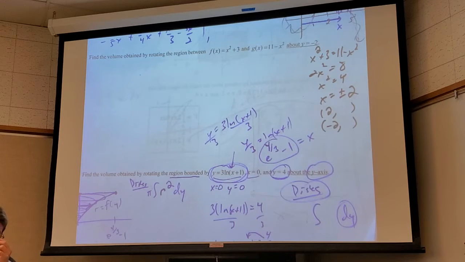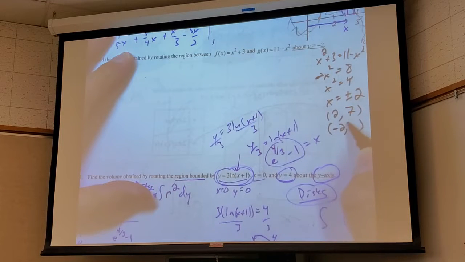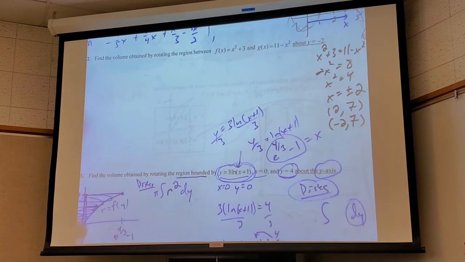So is it pretty cool that worked there? Did he do that already? So what's the first point, 2 comma what? 7. You can real quick check. Don't you get 7 in both? They have to agree because that's where they're supposed to meet. And then of course, negative 2 will also be 7 because the x is being squared, yeah?